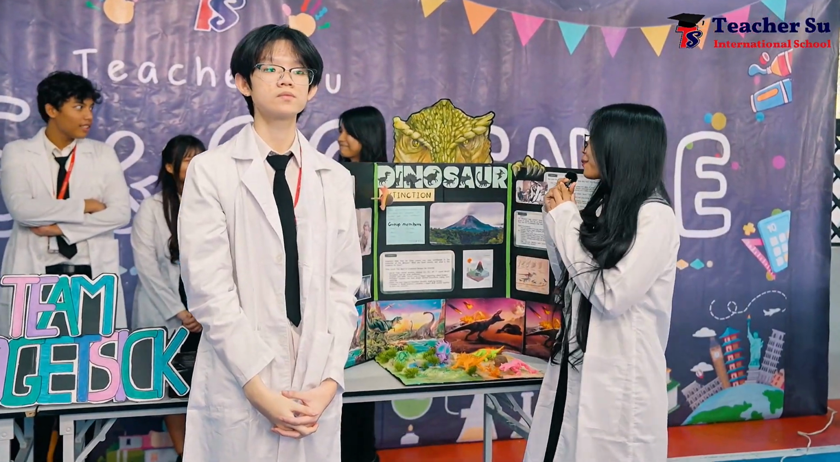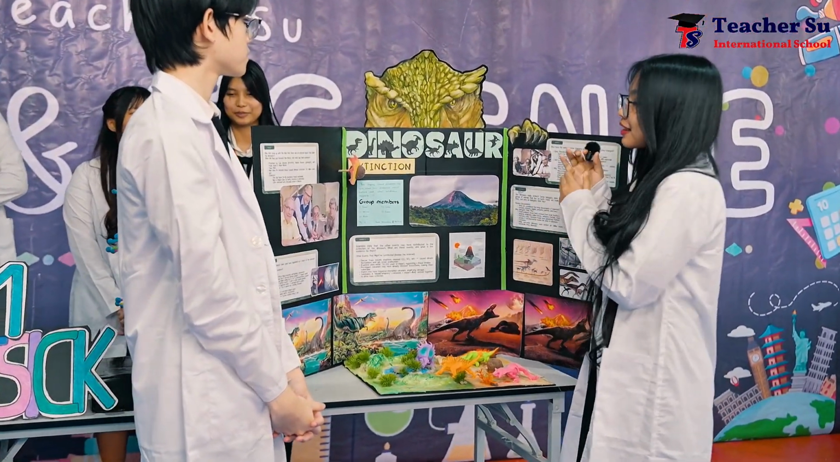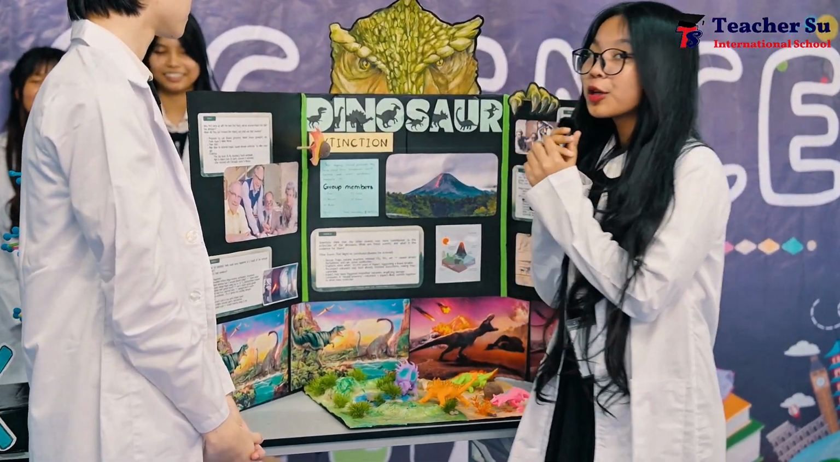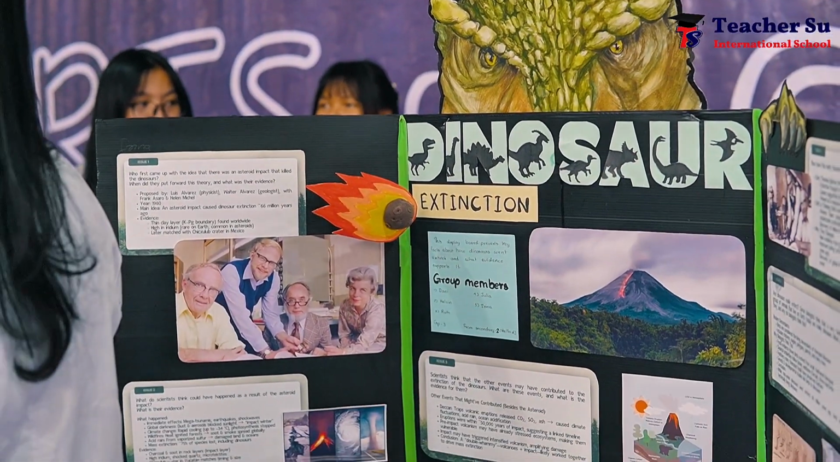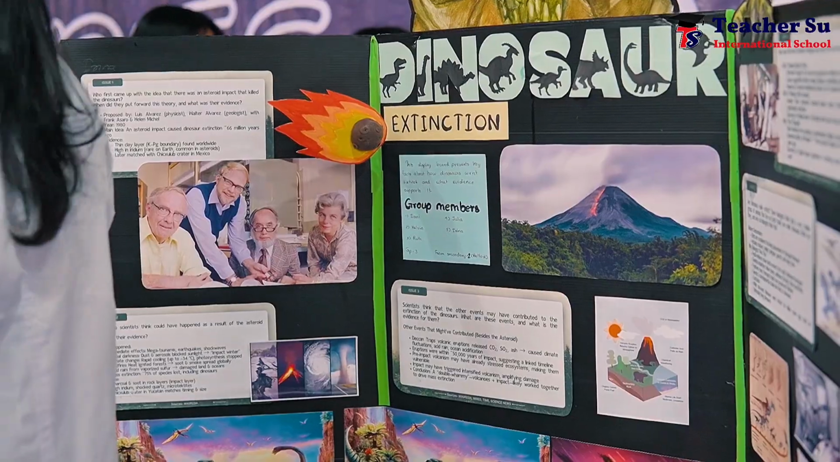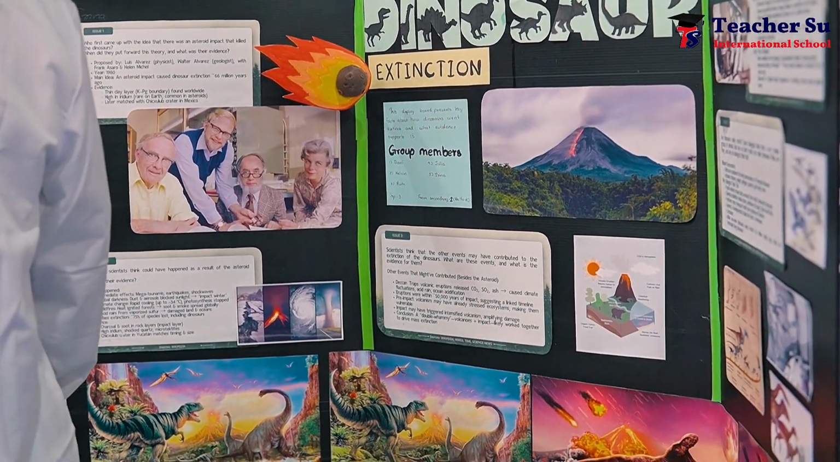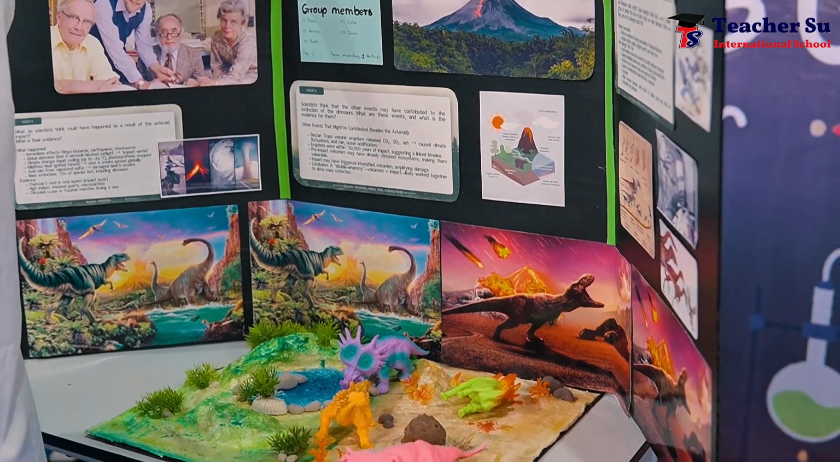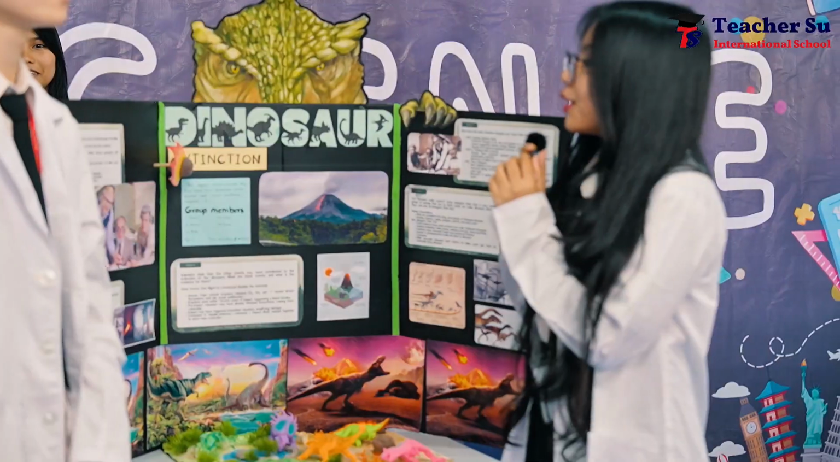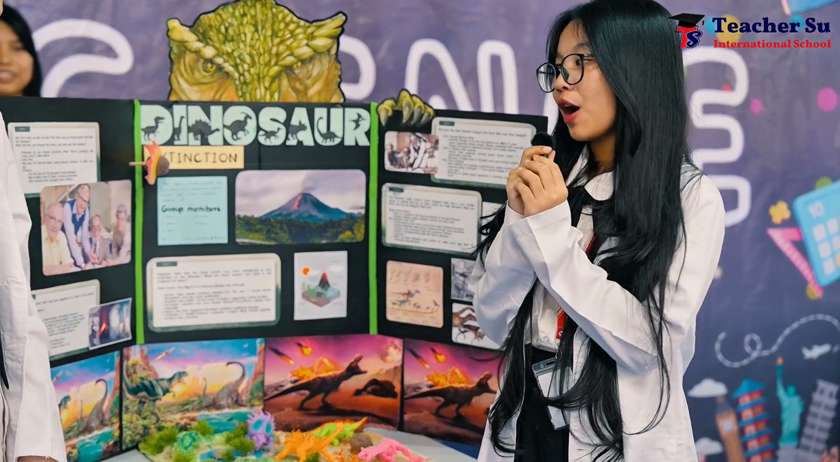So lastly, we have a project about how dinosaurs went extinct. These people proposed that the dinosaurs went extinct because of a giant asteroid impact caused by a massive asteroid 66 million years ago. In 1980, Louis Alvarez, Walter Alvarez, with Frank Asaro and Helen Michel came up with this theory.